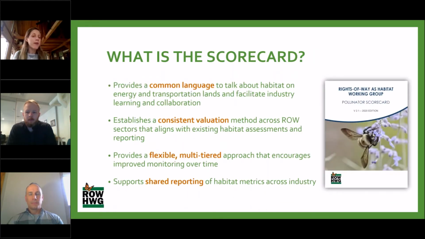So next, from the pollinator habitat definition, the working group then worked to develop the scorecard itself. And the scorecard was really intended to be a framework that provides a common language that energy companies and departments of transportation can use to talk about the habitat that they have on their systems and the habitat that they're managing. Provides a consistent valuation method across these different energy and transportation sectors, and very intentionally aligns where possible with existing habitat assessments and reporting protocols that are out there.